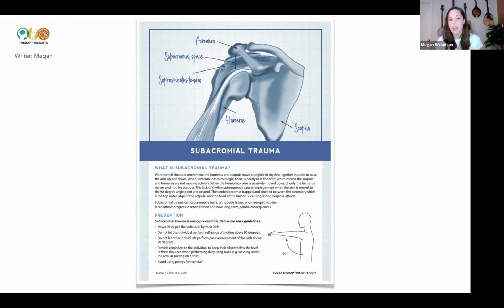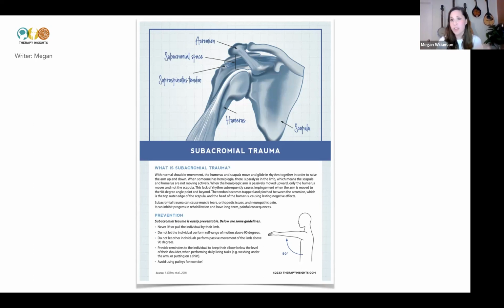And then avoiding using pulleys for exercise. So we're just really trying not to stress that joint, trying not to cause the trauma, and making sure that everyone who is involved understands these guidelines. This is unfortunately something that I have seen a lot in a lot of different settings, with caregivers who just aren't educated. It's not part of their background, but it's also their job to take care of them and make sure that they're engaging in their ADLs or transferring them.